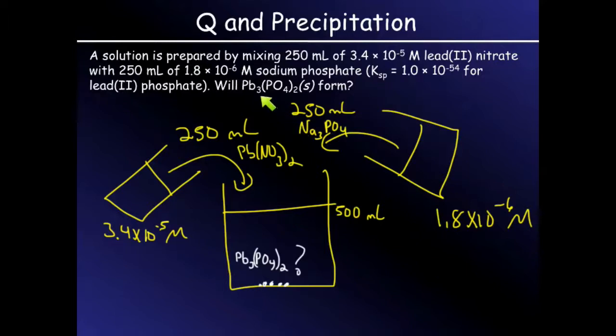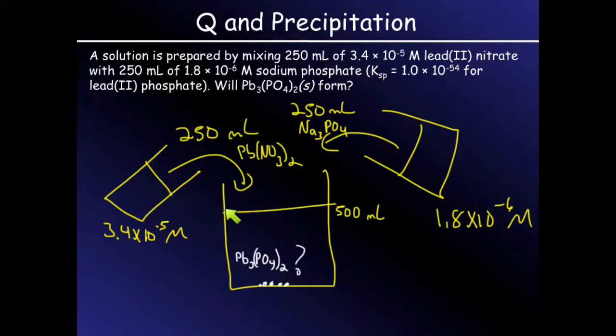Although the question asks for lead-2 phosphate, remembering your solubility rules, you should recognize that lead-2 phosphate is the only possible solid that could form. Why? Because if nitrate were to combine with sodium, we would have a soluble compound, and the sodium and nitrate ions would remain in solution.